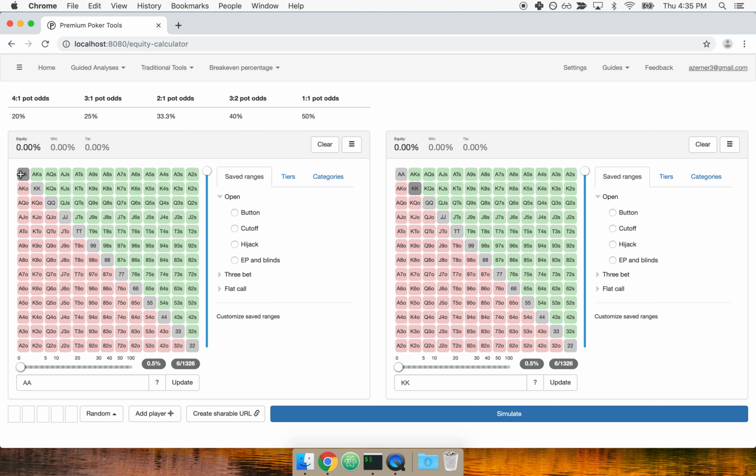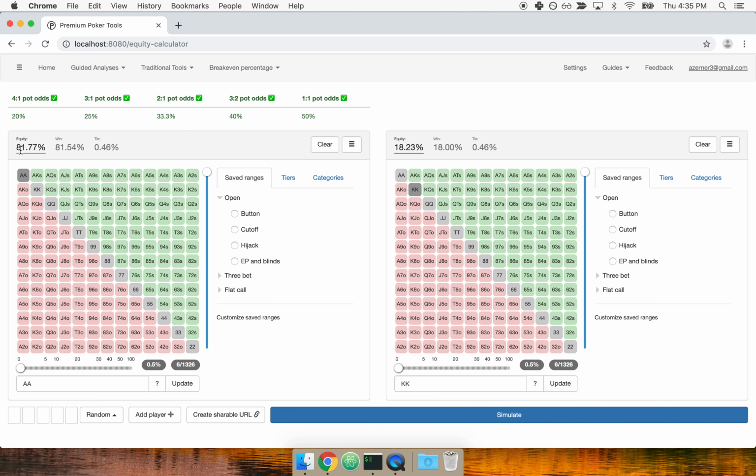If we have aces and our opponent has kings, we can simulate and see that we have about 82% equity. If we have jacks and they have ace 3 suited, we have about 67% equity. If we have jack 10 suited and they have ace 2 offsuit, it's going to be close, about 50-50. So here we've been doing hand versus hand. It also works hand versus range.